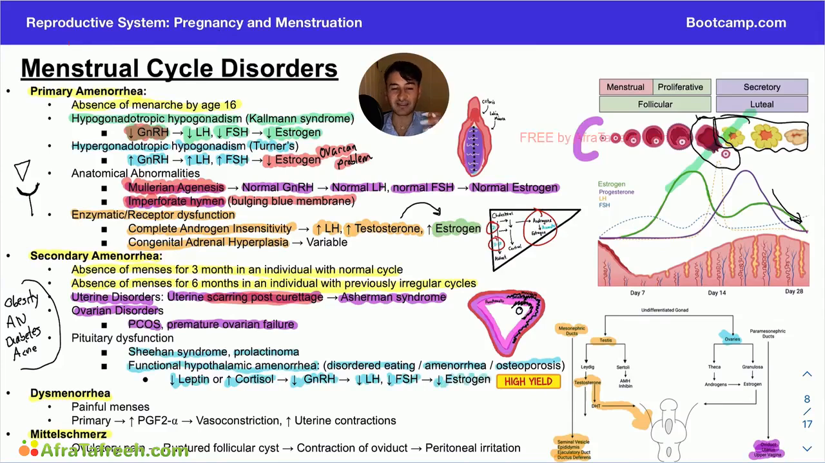And I cannot emphasize enough how high yield this is. The female athlete triad will come up again and again on test day, so it's really important that you guys master the recognition of this vignette.